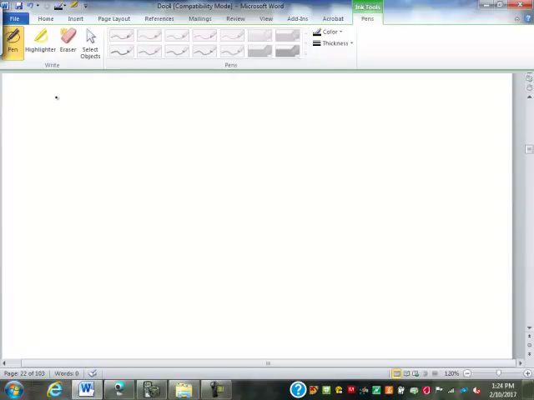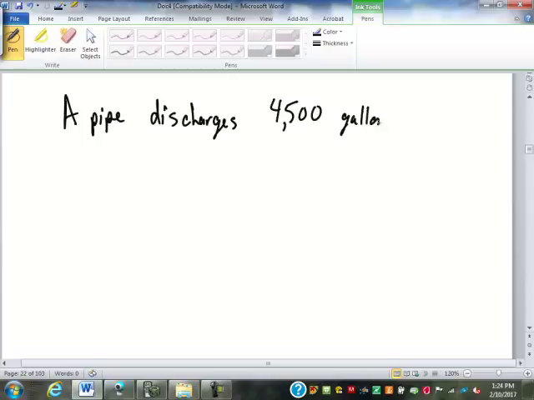The hard part when we get into applied problems is trying to decide, are we dealing with volumes, are we dealing with areas, what are we really dealing with? For example, let's say we've got a pipe. In fact, I'm going to amend this here. I'm going to call this a 6-inch pipe. Discharges 4,500 gallons per minute.